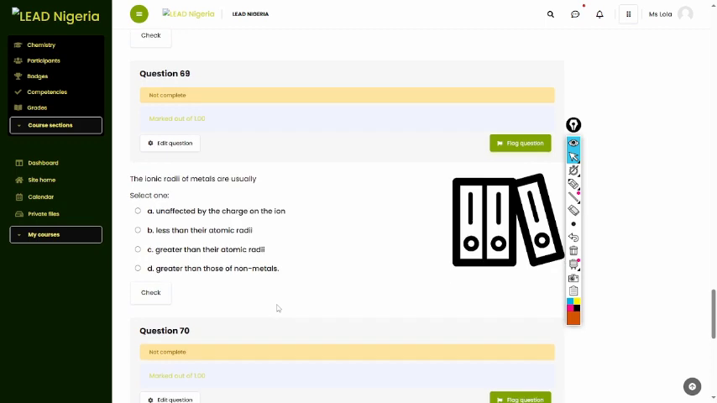The ionic radii of metals are usually K. So what's the relationship between the ionic radii and the atomic radii of metals when they form ions? Let's find out.